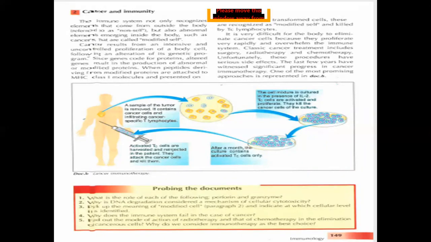So these activated TC cells are harvested and then we inject them into the patient. They will attack the cancer cells and kill them, since they recognize them as non-self. This process is easy. We are just talking; it's easy to say, but it's hard to apply. They are working on this process.